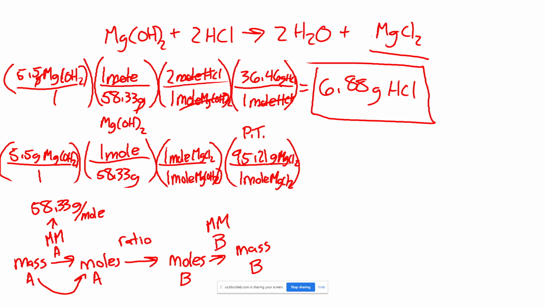1 magnesium, 2 chlorines. So if I check my units here, grams of magnesium hydroxide cancel, moles of magnesium hydroxide cancel, moles of magnesium chloride cancel, and that leaves me with grams of magnesium chloride. So if I do that math, my theoretical yield of magnesium chloride would be 8.98 grams.